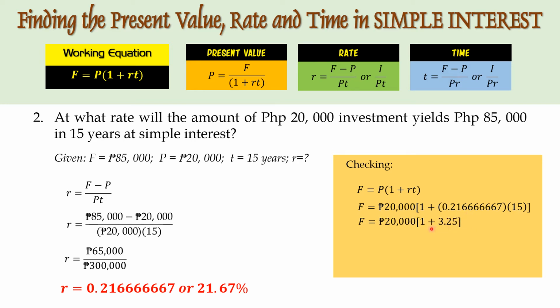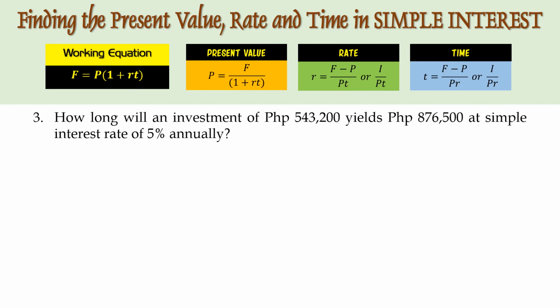Then 3.25 plus 1, that is 4.25. And then multiply this to 20,000. It will yield to a result which is equal to 85,000 pesos. So, parehas lang silang dalawa. Therefore, our answer is correct. As easy as that. If you want to check if your answer is correct, let's do some checking.